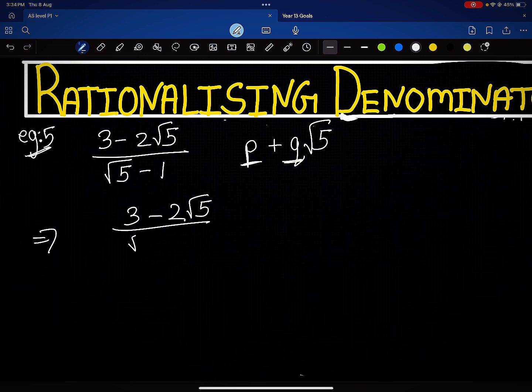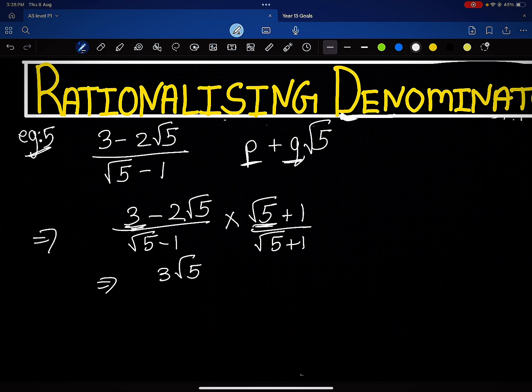and I'll just do my regular thing of rationalizing. I actually copied the sign wrong. Yeah, so here I'll make it positive, and again root 5 plus 1. I'll solve the top bracket, which is 3 times root 5 gives me 3 root 5. 3 times plus 1, that is plus 3, minus 2 root 5 times root 5, that will become minus 10, right? Because root 5 times root 5 is 5, and minus 2 into 5 gives me minus 10. And then I have minus 2 root 5 times 1, which is minus 2 root 5.